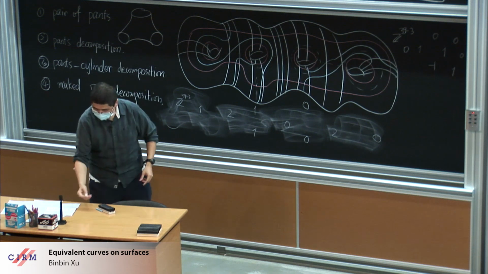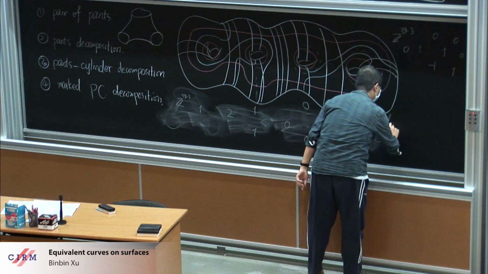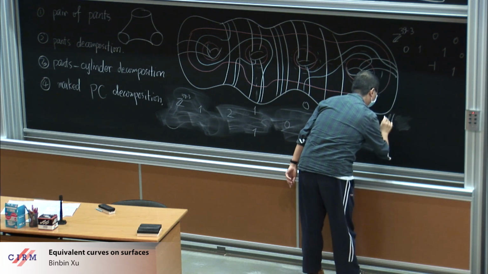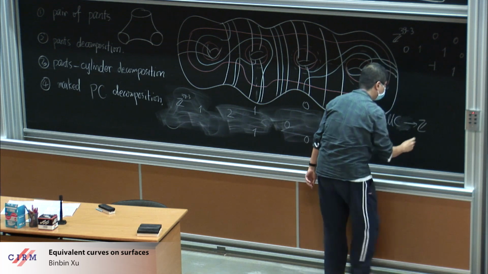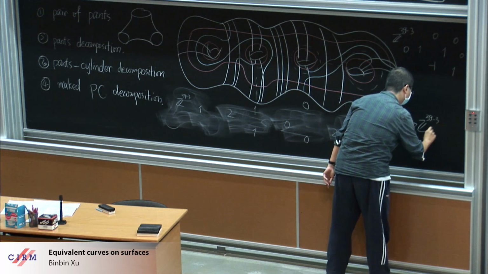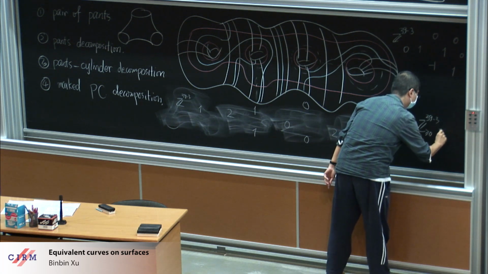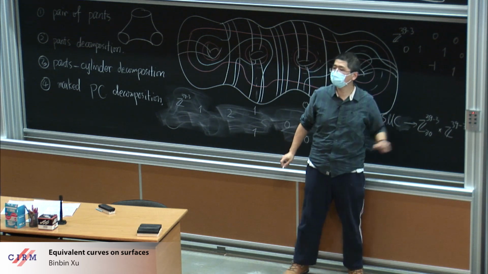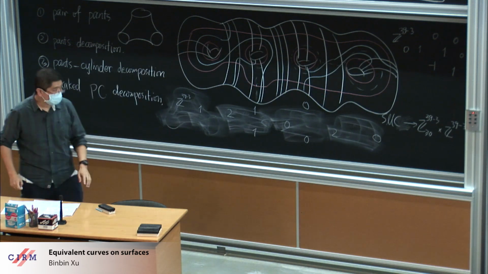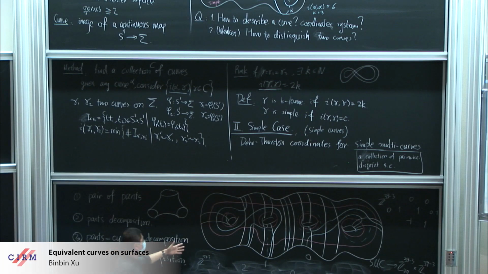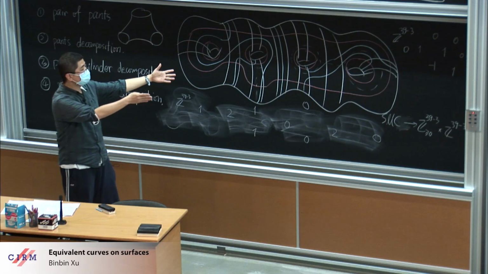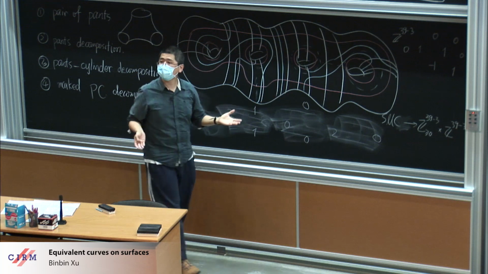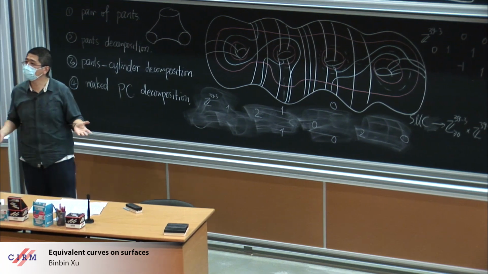So in total, this will give us a map from the simple multi-curve space to Z to the 3g minus 3, Z plus, so this is greater than or equal to 0, cross Z to the 3g minus 3. The first part is the intersection number, and the second part is the twisting number. And we know that if we have two simple curves, even two simple multi-curves, we only need to look at their coordinates. If they are the same, then we know they are the same curve. Otherwise, they are different. It's a coordinate system.